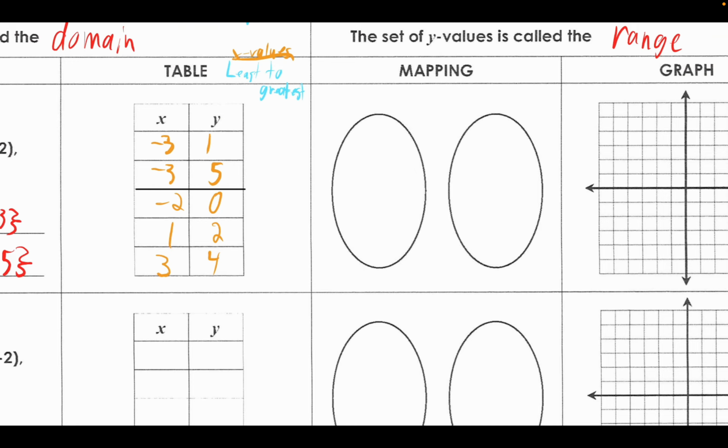The mapping diagram. The mapping diagram is very similar to the domain and range, to where you have the x values listed in one place, the y values listed in the other, and it also is least to greatest with no repeating. So I'm going to do L to G, least to greatest. I'm going to put no repeating.